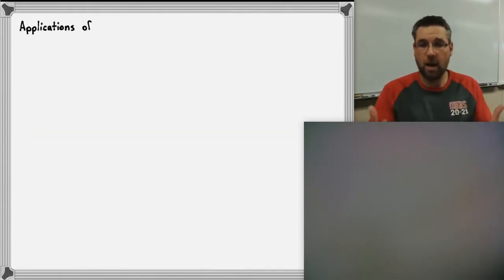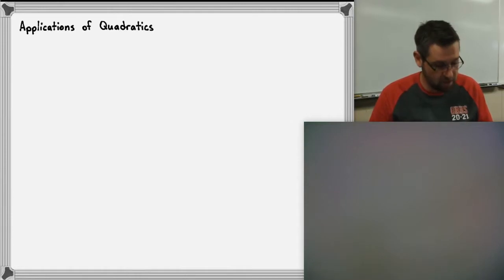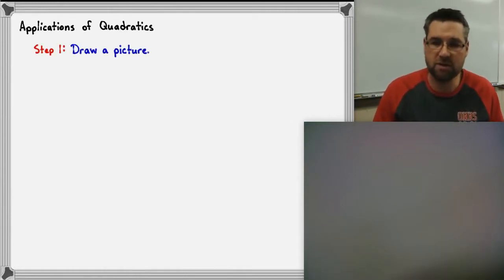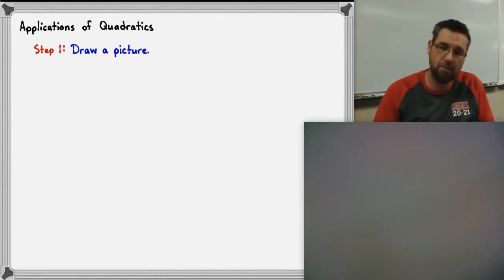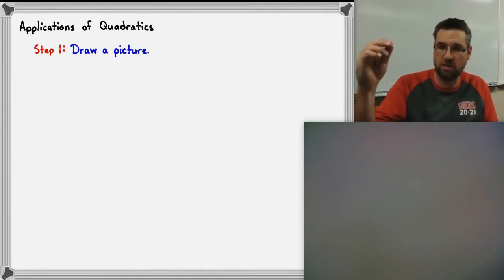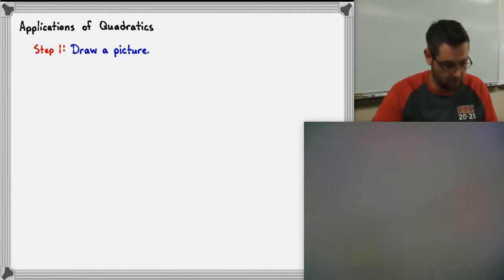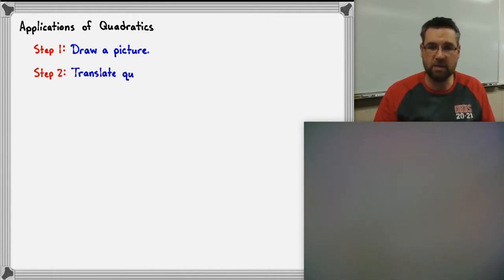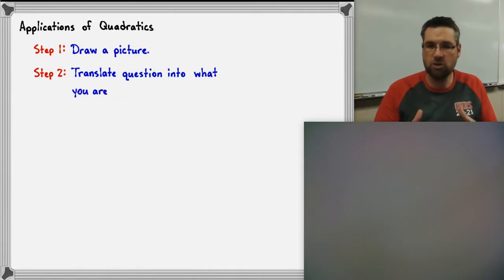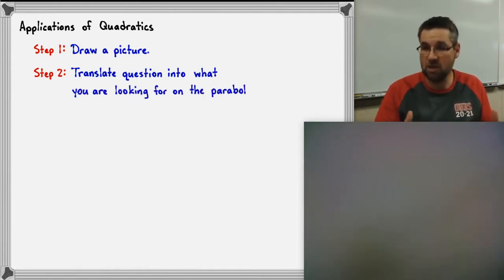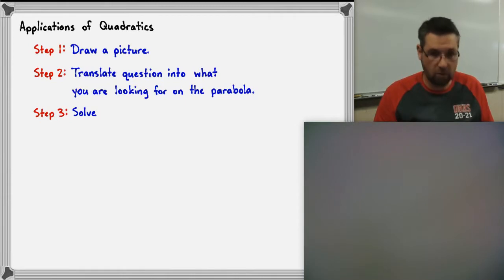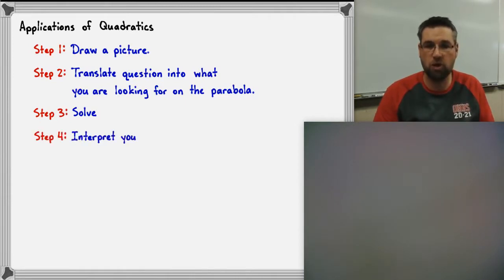But I want you to continue writing this down, the application of quadratics. What is the process? How do we do this? Well, the first step is to draw a picture of what's going on. The object is starting somewhere and it's going up and then it's going back down, okay? The second step is to translate the question into what you're looking for in terms of math, in terms of the parabola. And so we just went through the description of what each of those things mean in the context of math, okay? Step 3 is to solve whatever it is you're looking for. And then step 4 is to interpret your results.